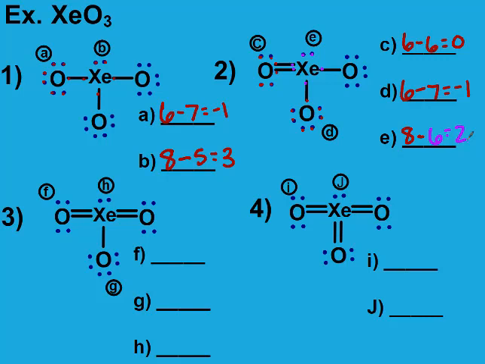If you struggled on these two, go ahead and pause the video and try 3 and 4 if you haven't already finished them. So for number 3, F, it's oxygen. It came in with 6. And it currently has 1, 2, 3, 4, 5, 6. So that's a formal charge of 0. G, oxygen, came in with 6. And it currently has 1, 2, 3, 4, 5, 6, 7. So that's a negative 1.